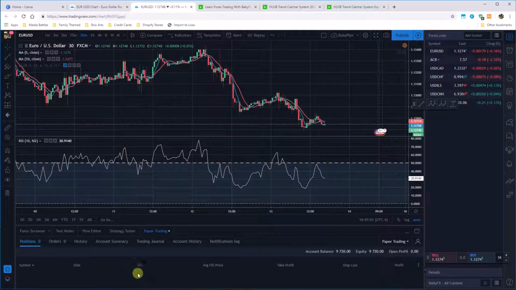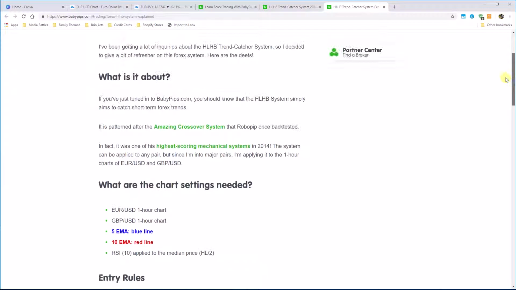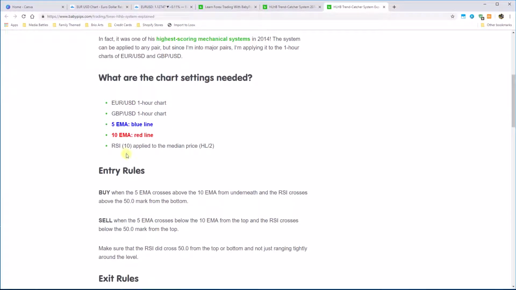And what I actually did was I programmed a program for TradingView, and I took this system right here, as explained in this article, which link is in the description. So I would recommend going and checking it out. As explained in this article, you take the 5 EMA, you make it blue. You take the 10 EMA, you make it red.